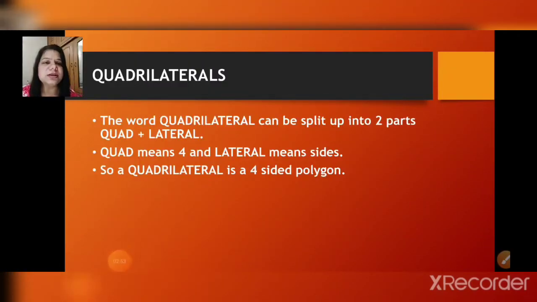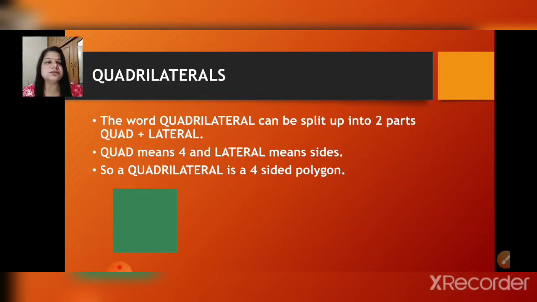Now next in my list is what are the quadrilaterals. Okay, so the word quadrilateral can be split into two parts. First one is quad plus lateral. So what is the meaning of quad? Quad means four and lateral means sides. Okay, so quadrilateral means a polygon having four sides, right?